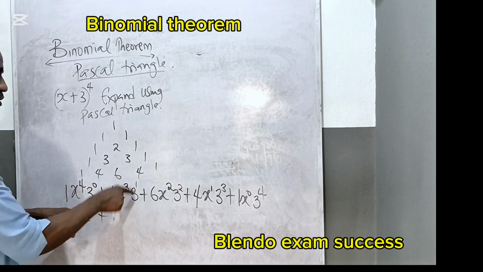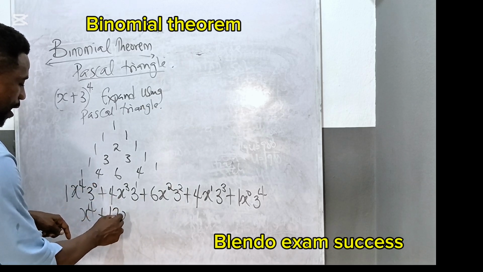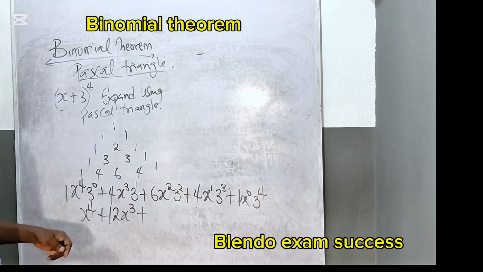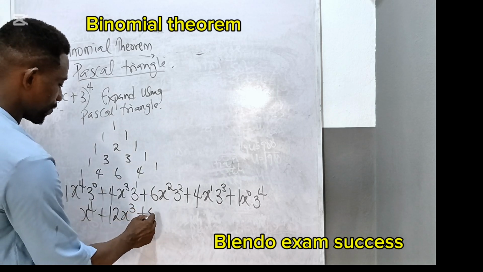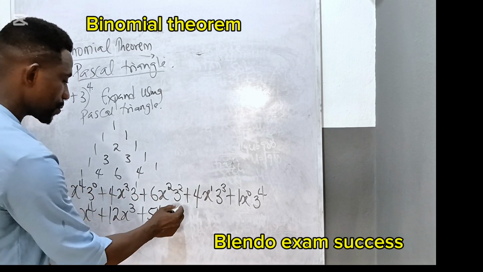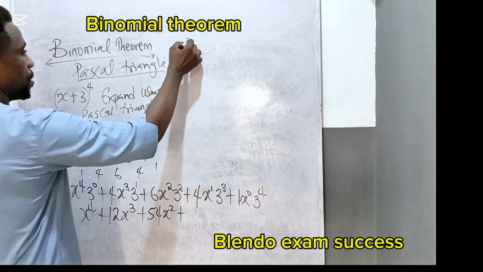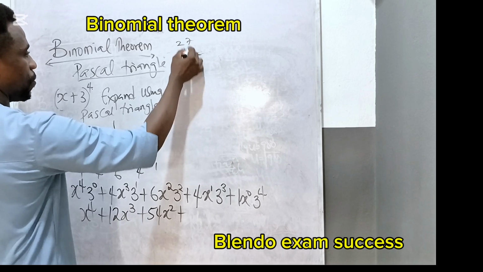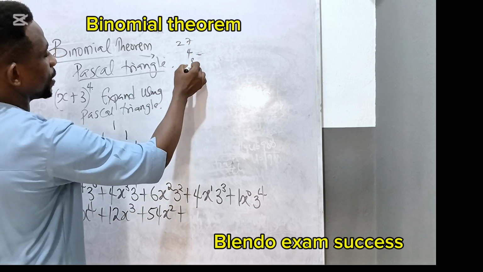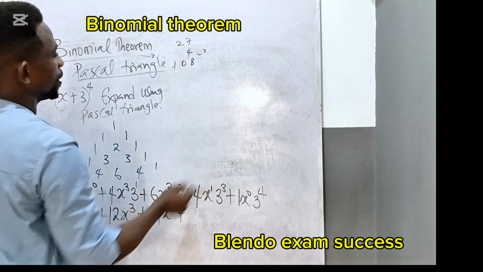So here we have x raised to the power 4 alone. Plus 3 is 3, times 4 is 12, so 12x raised to the power 3. Plus 3 squared is 9, and 9 times 6 is 54, so 54x squared. Plus 3 raised to the power 3 is 27. We multiply it by 4: 4 times 7 is 28, you write 8, carry 2. 4 times 2 is 8, plus 2 is 10, so 108.